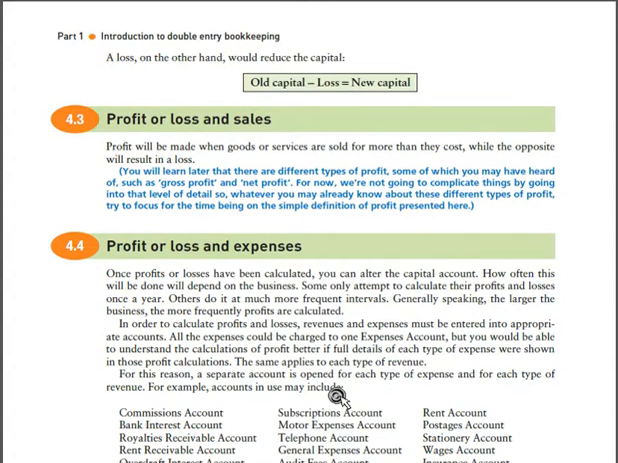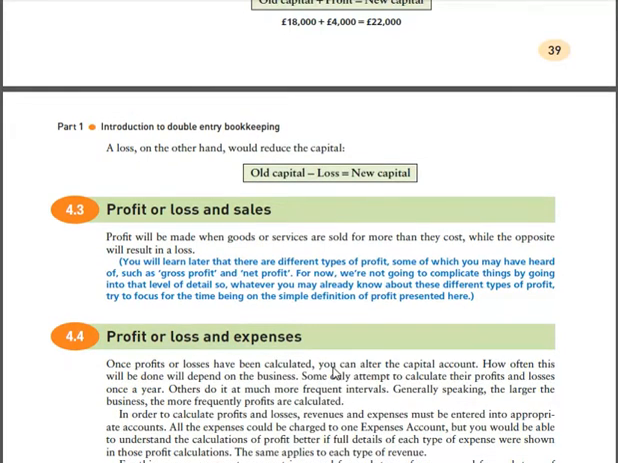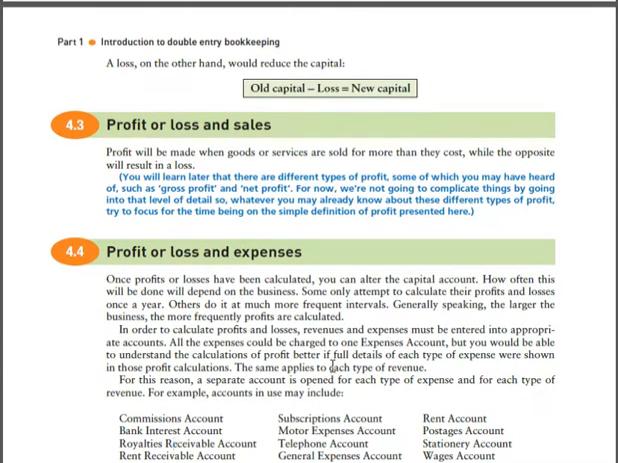So, profit will be made when goods or services are sold for more than they cost, while the opposite will result in a loss. So if we were to look at purchases and sales prices, we would be able to find out if it was a profit or a loss. So profit is made when the sales price is higher than the purchases price. However, if the sales price is lower than the purchases price, which is a cost, then there would be a loss. So that is the connection between profit and loss and sales.